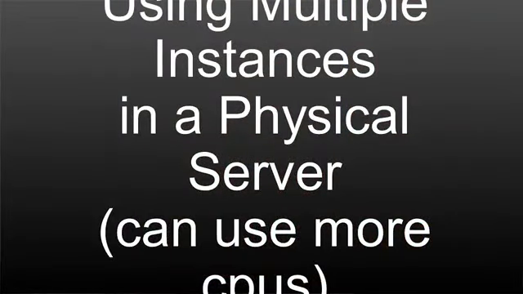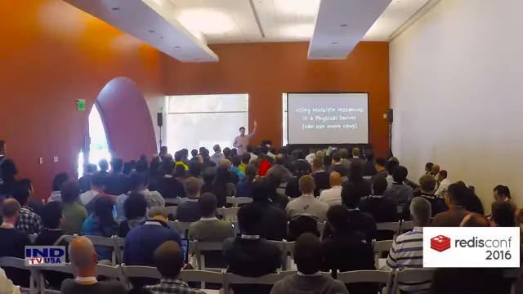I have a question. Who runs only one Redis instance on one physical machine? Or runs multiple instances? Wow. You guys already know the answer. If you use multiple Redis instances on a physical server, at that time you can use the CPU more efficiently. So I recommend this, and it has another advantage.